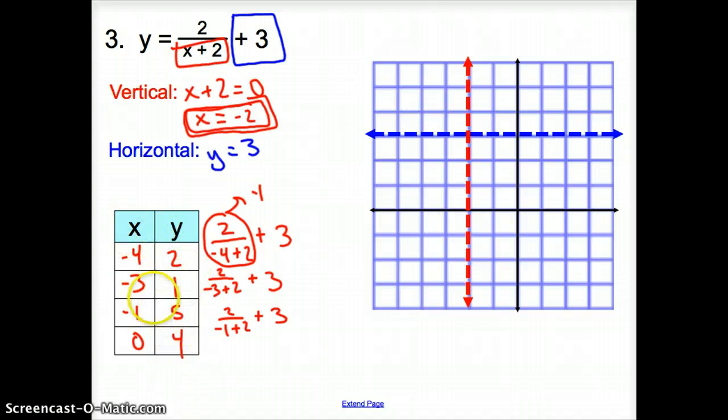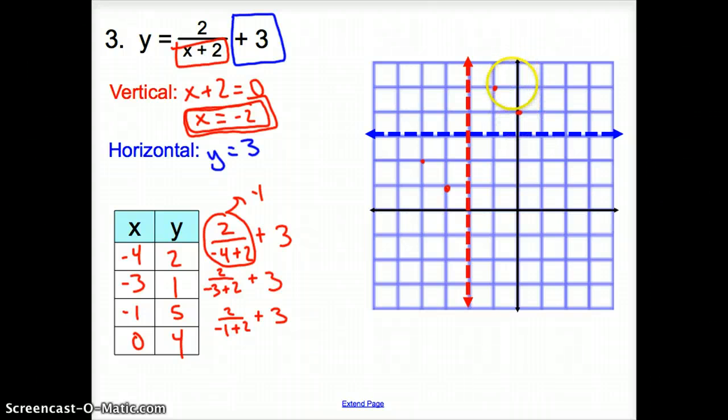So again, let's go ahead and plot these points. We go over negative 4, up 1, 2. We go over negative 3, up 1. We go over now negative 1. We're always going from our origin, negative 1, up 1, 2, 3, 4, 5. And then from our origin, it stays at 0, up 4, plotting our points.